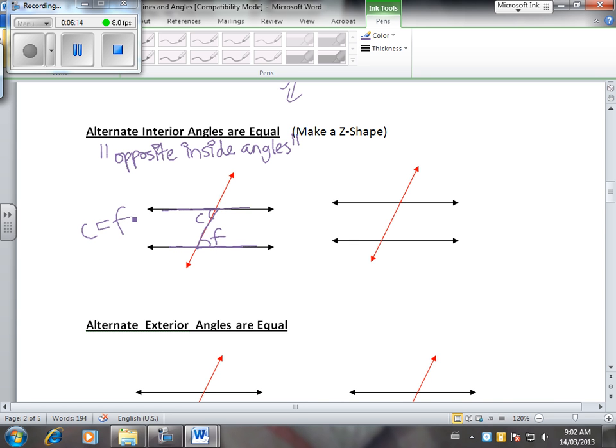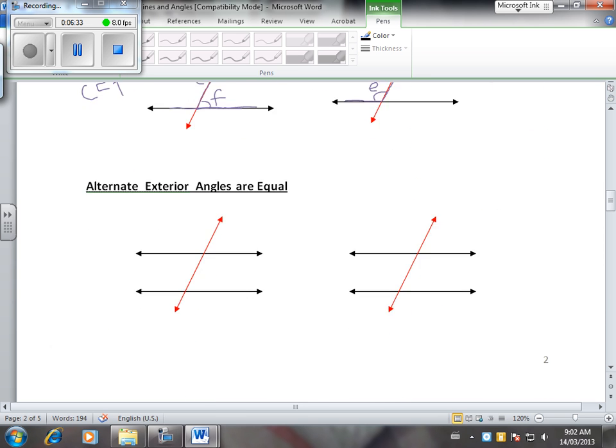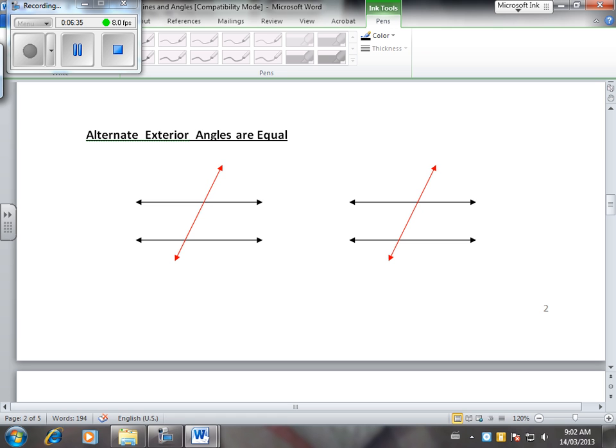And then we have the other alternate interior angles. So we'll draw our backwards stretched out Z, and we have D and E. So D equals E. Okay, so alternate interior angles are equal, and alternate exterior angles are equal. So these would be opposite outside angles.